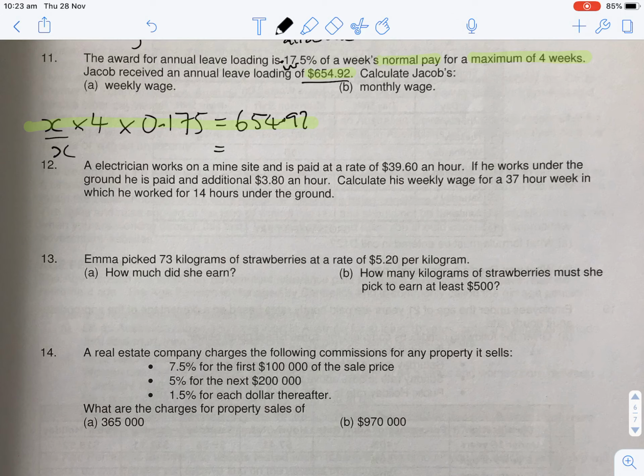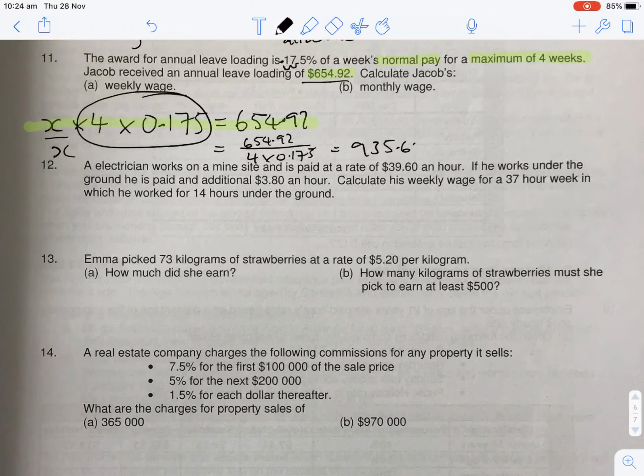So X is staying where it is, the $654.92 is staying where it is, and what we need to do is shift the times 4 and times 0.175 to get X on its own. We were timesing those things, so when we move them to the other side, we do the opposite, which is dividing. So we would divide by 4 times the 0.175, and we'd wind up with an answer of X equal to $935.60 per week, because we had already done it times 4 to include that weekly information. So that would have been my answer per week.